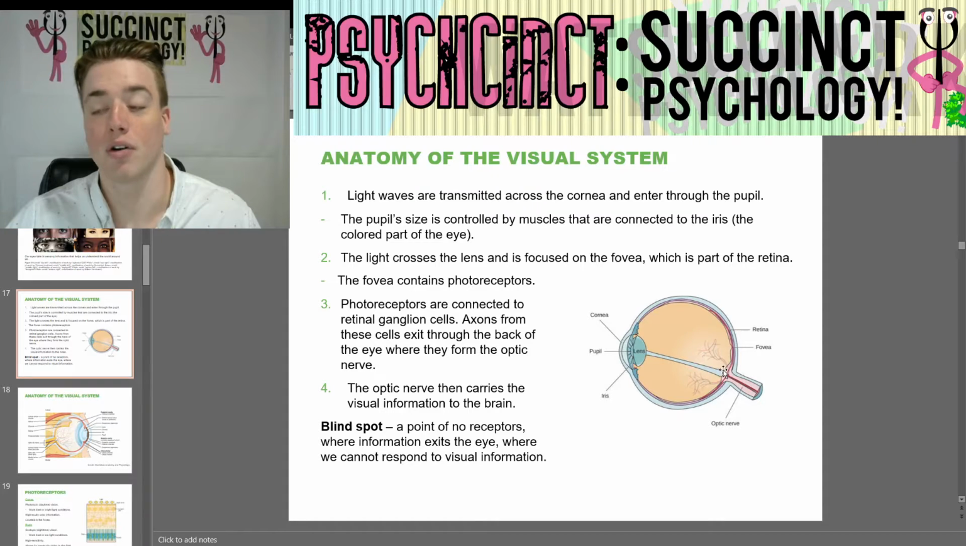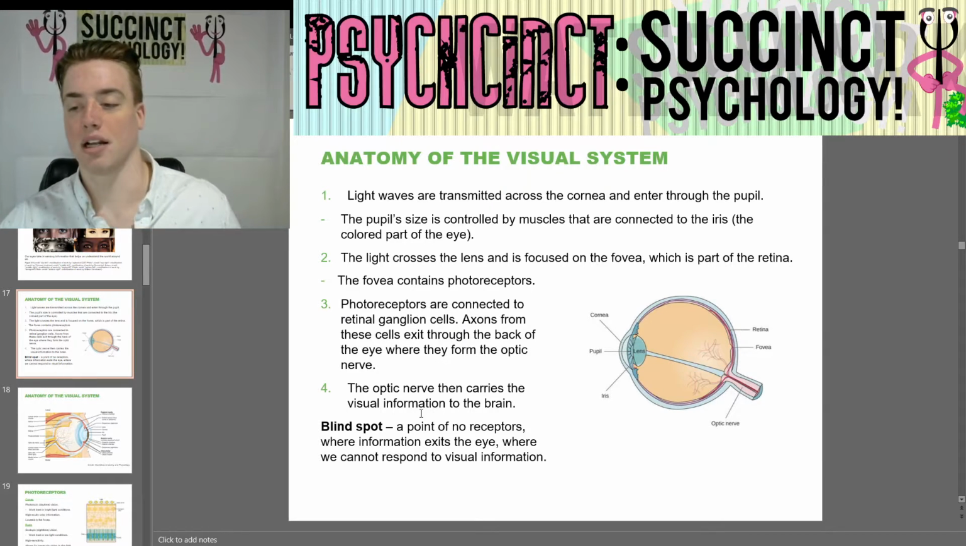The fovea contains photoreceptors. Photoreceptors are connected to the retinal ganglion cells. Axons from these cells exit through the back of the eye where they form the optic nerve. The optic nerve then carries the visual information to the brain. So that's how the visual system works. It goes from the pupil all the way to the optic nerve.